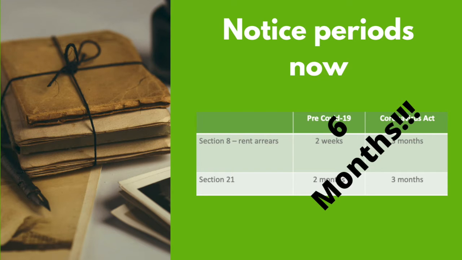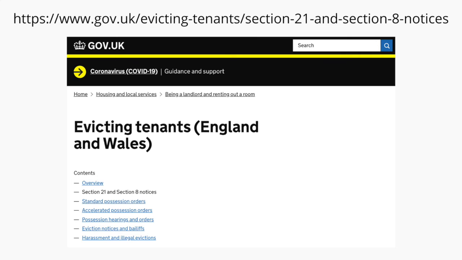If you are looking to issue such a notice now, do bear in mind that not only have the notice periods been extended, but the prescribed forms, as they're known, to issue one of these notices has also been updated. I always say it's always best to go to the primary source of information rather than relying on press releases or Facebook posts you might have seen. In this case, it's the government website, and here's a screenshot of the website you need to go to if you are thinking of issuing either a Section 8 or Section 21 notice now.